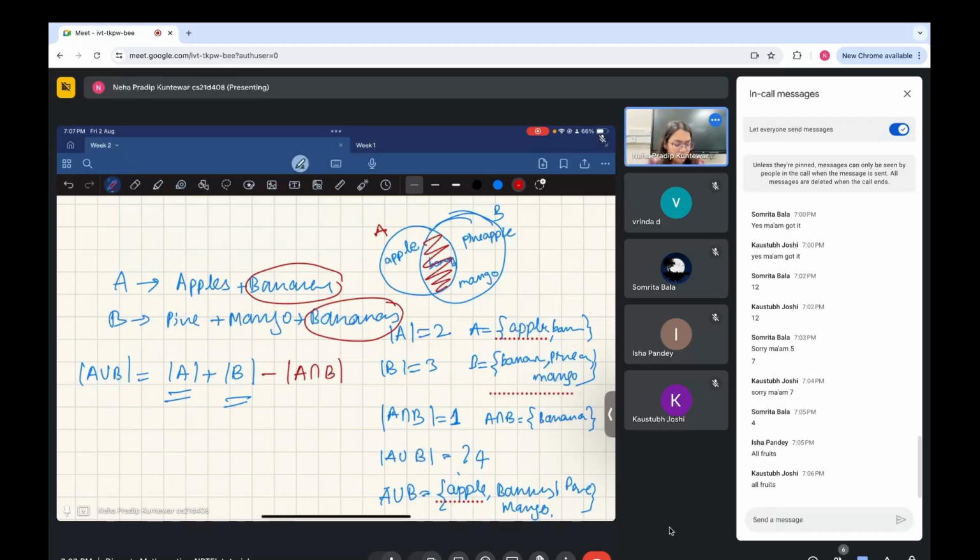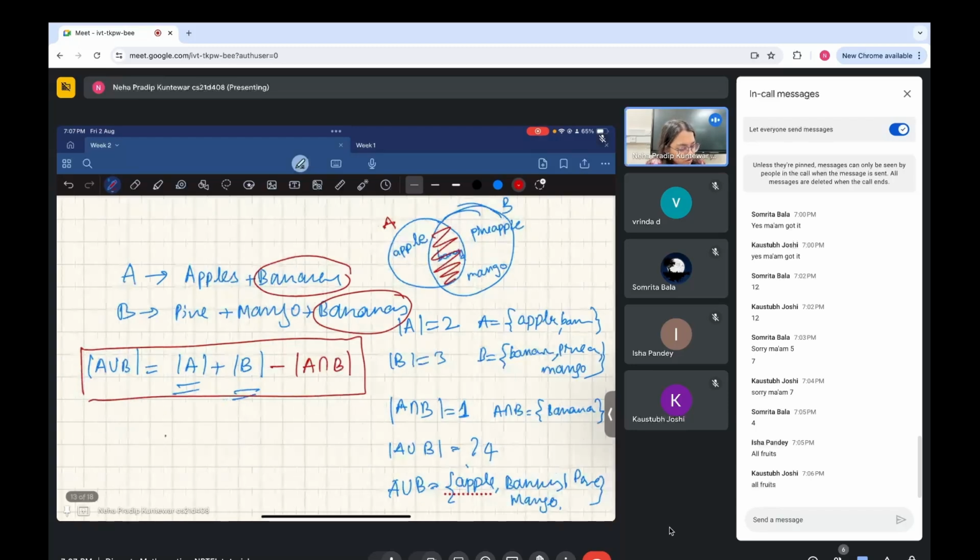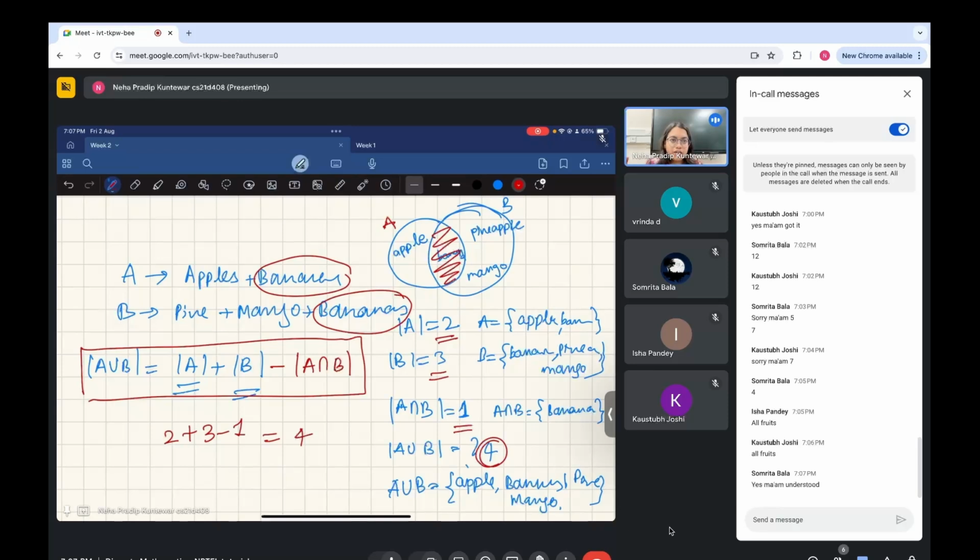So this is the expression that you get, and in this case the size of A is 2, the size of B is 3, and the size of the intersection is 1. So if you plug it into the formula, you get 2 plus 3 minus 1, which is 4, which matches with the answer that you had given.